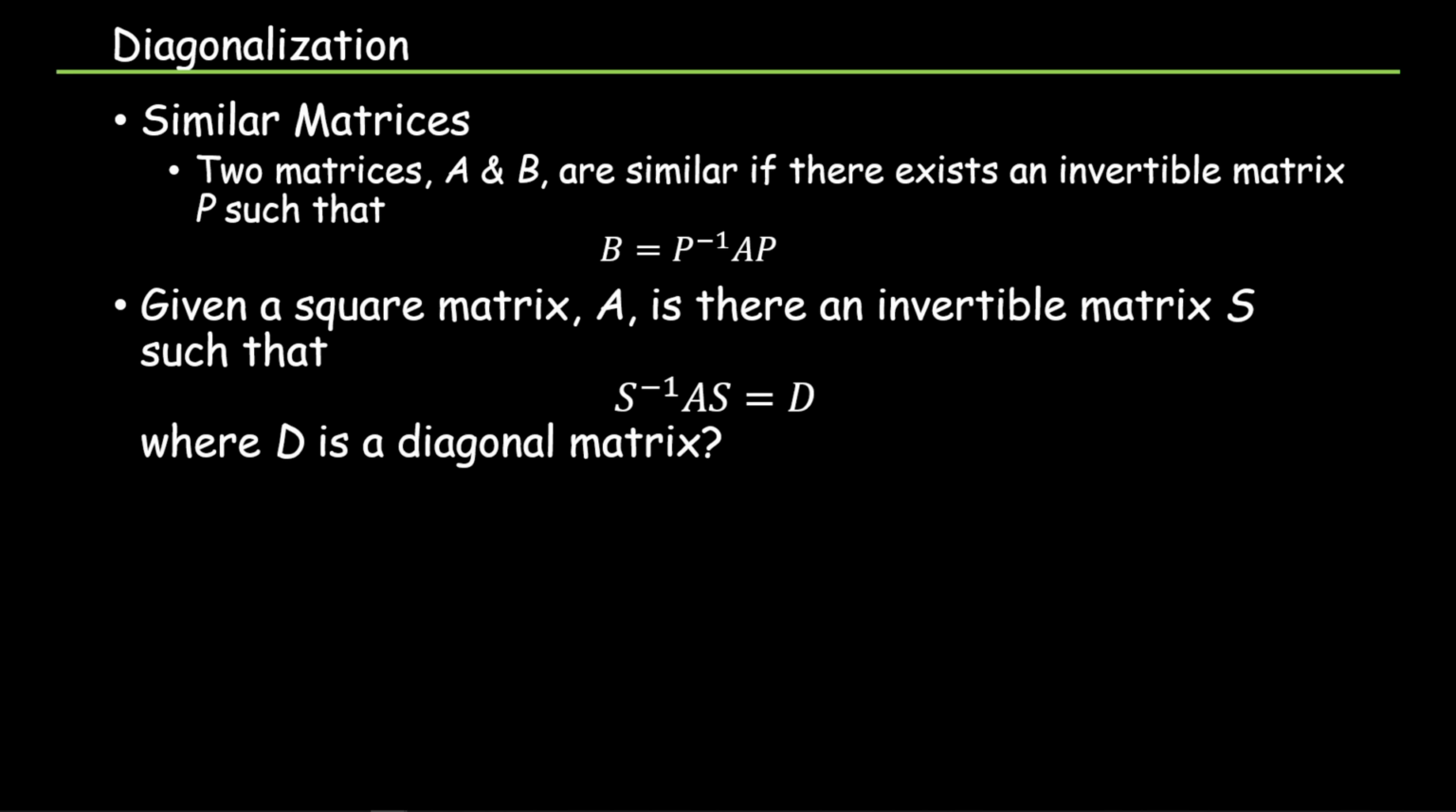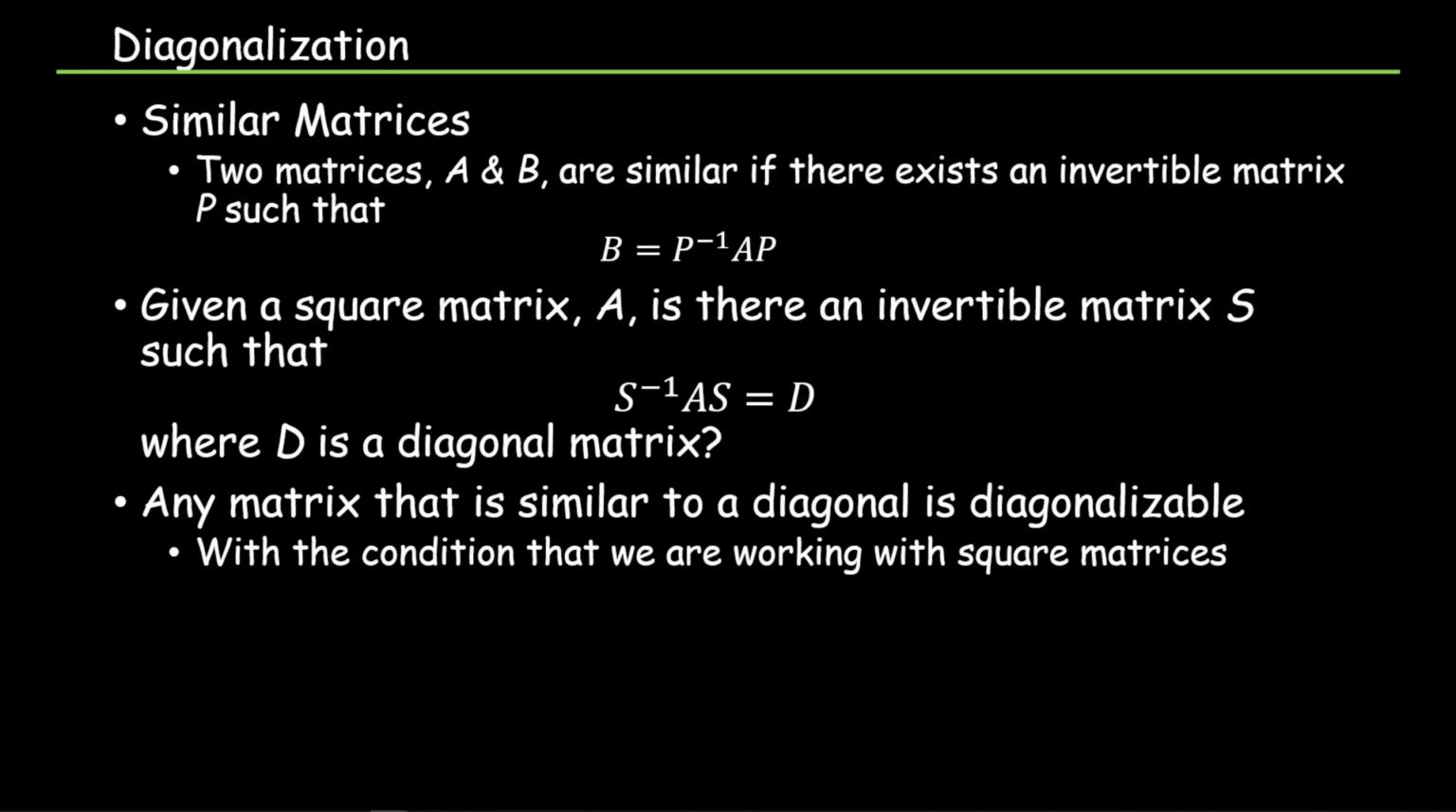If we have a square matrix A, can we find an invertible matrix, which we're going to call S, such that the product of the inverse of S, multiplied by A, multiplied by the matrix S, equals some square matrix that we're going to call D, where D is a diagonal matrix? And what they ended up finding is, yes, you can. Any matrix that is similar to a diagonal matrix is known as diagonalizable. And obviously this is with the condition that we are working with square matrices.